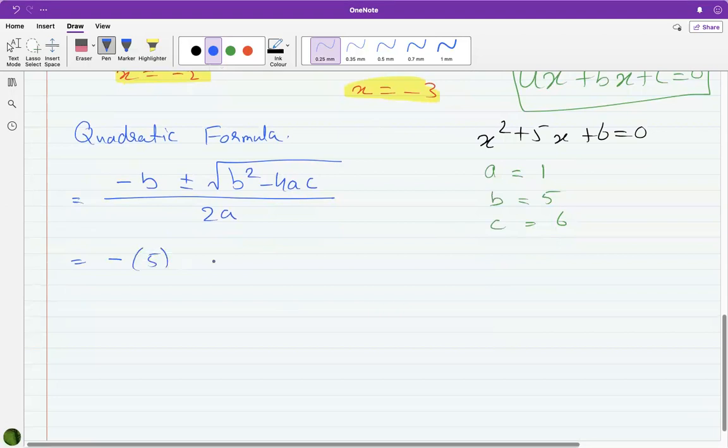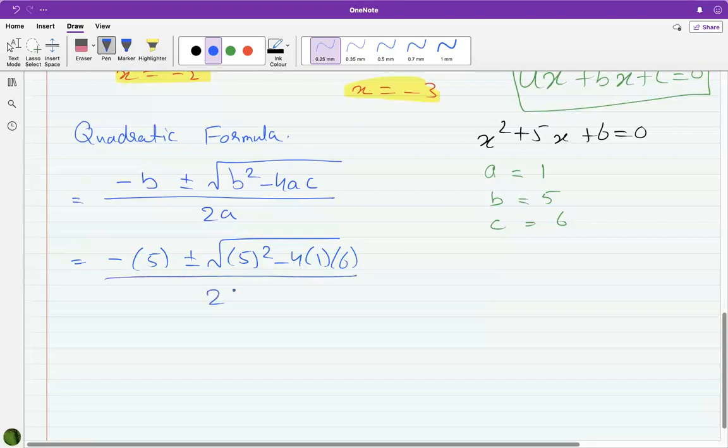So it doesn't really matter whatever the value is. The question is always easy for you. Minus 4, a is 1, c is 6, over 2a. Simplifying it, this is minus 5 plus minus 5 squared, which is 25, minus 4 times 6, which is 24, by 2. So this is minus 5.